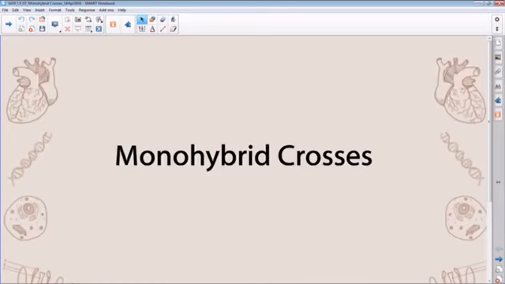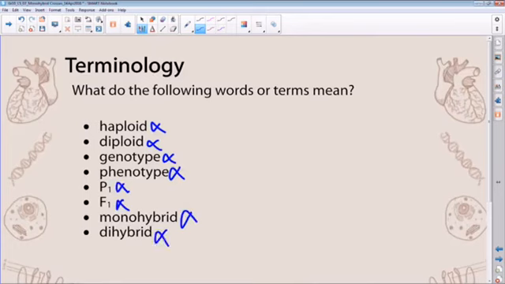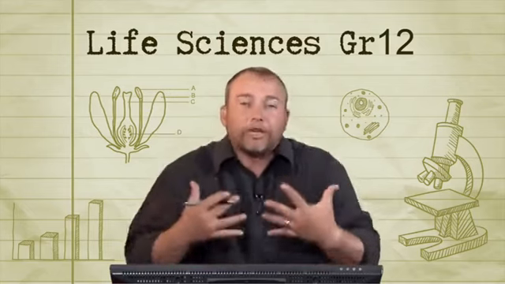Whenever we start, of course, we start with a bunch of terminology, right? And I want you to give me the meanings of the following words. So let's have a look at the words, and you'll notice words that you see all the time. First one, haploid, then we've got diploid, genotype, phenotype, P1, F1, monohybrid, and dihybrid. Now, a lot of these you've seen before, and some of them are new.